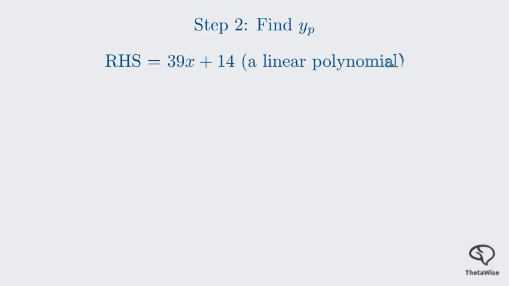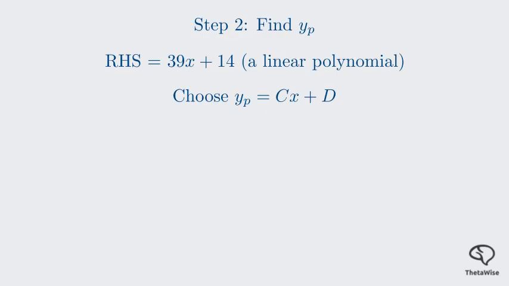Next, let's find the particular solution. This case is different because the right-hand side is a polynomial, not an exponential. Step 2, find the particular solution, y_p. The right-hand side is 39x plus 14. This is a linear polynomial. When the RHS is a polynomial, we choose y_p to be a general polynomial of the same degree. Since our RHS is a first-degree polynomial, our choice for y_p is cx plus d. We must always check for overlap with y_c, but here, the complementary function contains only exponential and trigonometric terms, so there's no overlap with a simple linear polynomial. The choice cx plus d is correct.